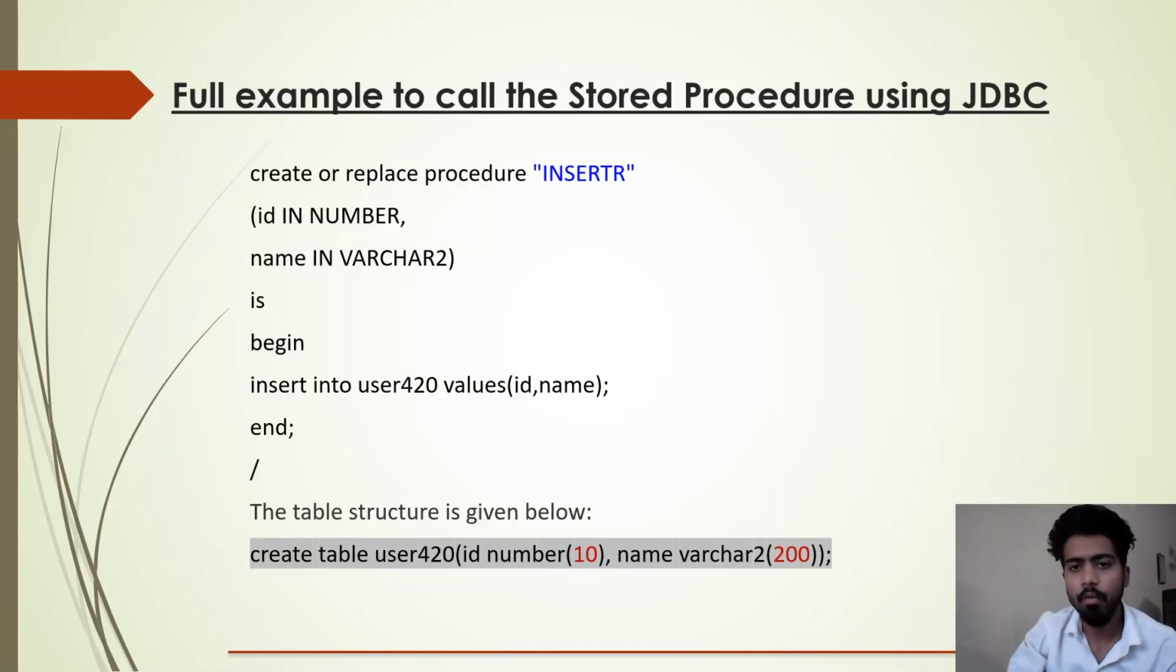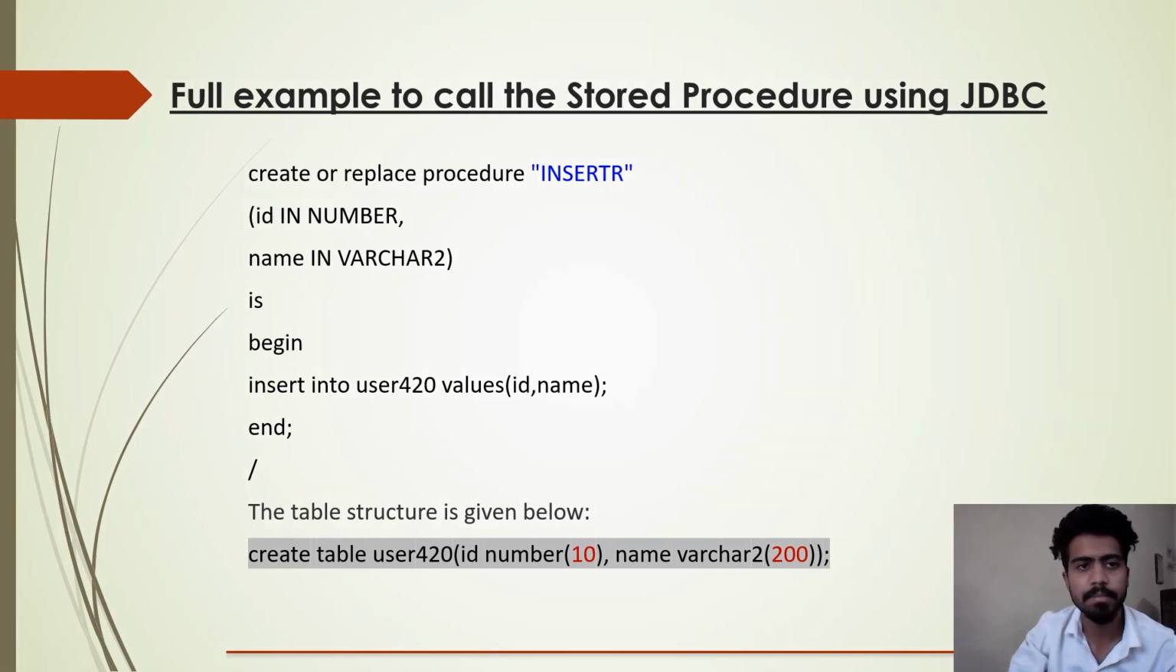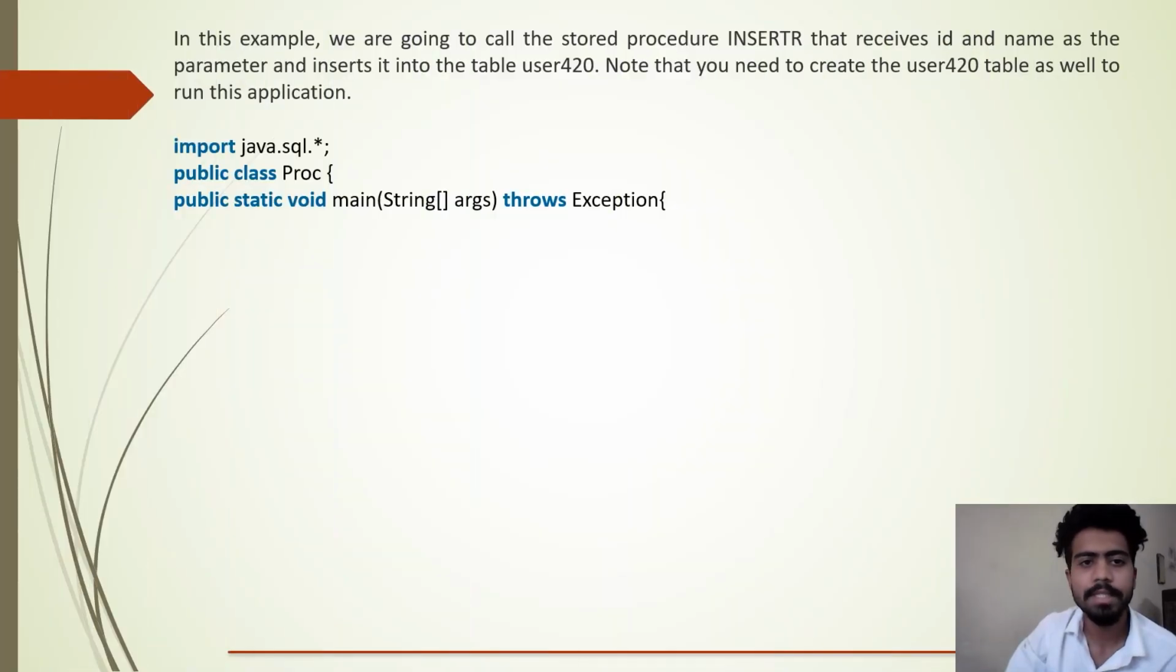This is how we can create a stored procedure. In this example we have created a procedure whose name is insertR, and by using it we are inserting values into the table user420. We are passing two arguments in it: first is ID and second is name. In this example we are going to call the stored procedure insertR that receives ID and name as parameters and inserts them into the table user420.